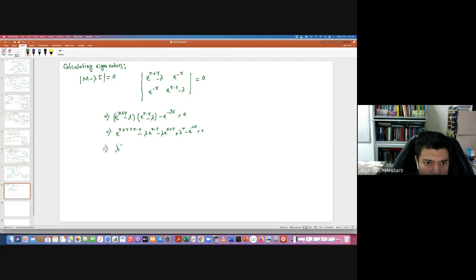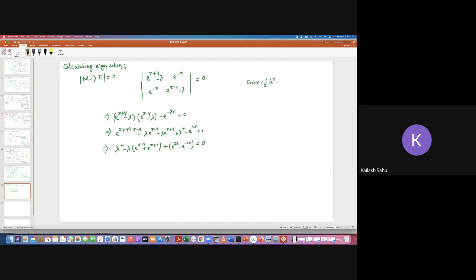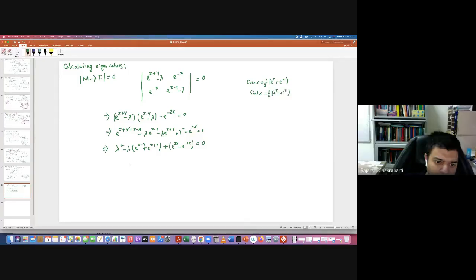So you have lambda square, and this, if I take lambda common, like this, and this one is 2x. Now you remember what is cos hyperbolic of x? It's exponential x plus exponential minus x divided by 2. You remember this, no? Yes, sir. So now I make use of that.